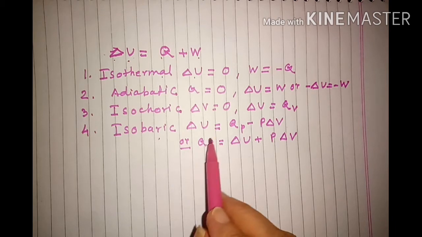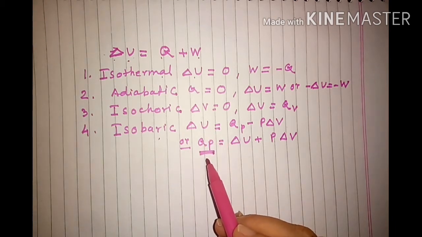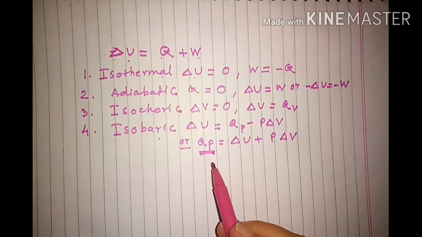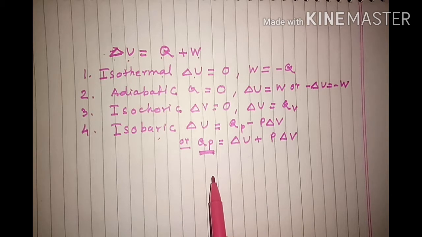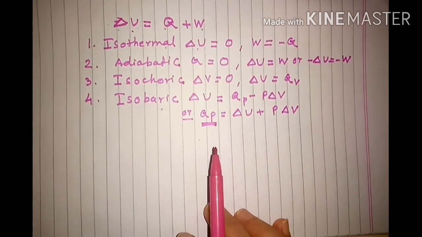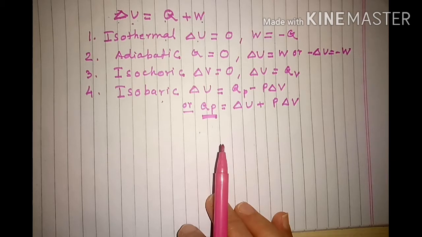Now here comes the concept of enthalpy. So what is enthalpy? See, enthalpy is nothing but the sum of internal energy of a system and the energy equivalent to PV work, or in other words you can say that enthalpy is nothing but the heat supplied at constant pressure or heat removed at constant pressure here.